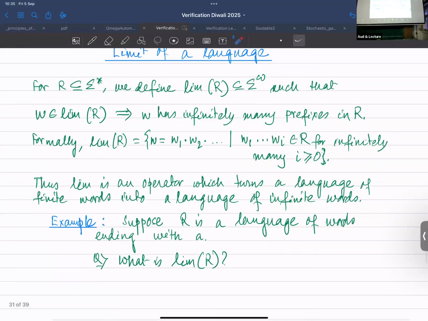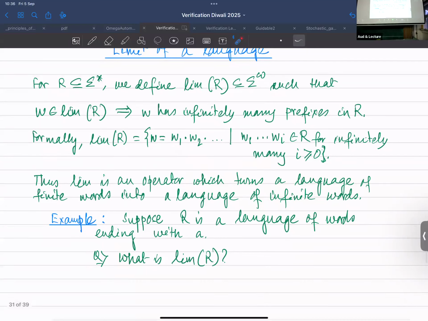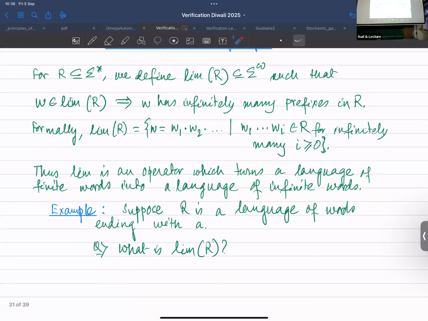Right. So formally, the limit of a word is a set of such infinite words, W1, W2, and so on. These are concatenation operators: I'm concatenating them such that after reading each of these prefixes, each of these prefixes is in the regular language. Okay, so this is exactly what I said, that limit is an operator that turns a language of finite words into a language of infinite words.